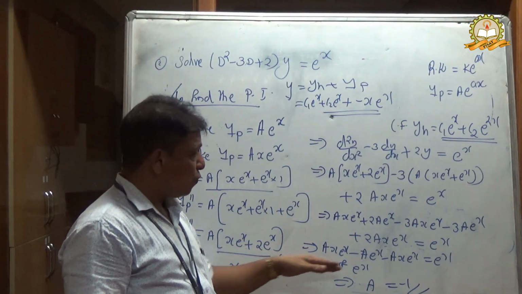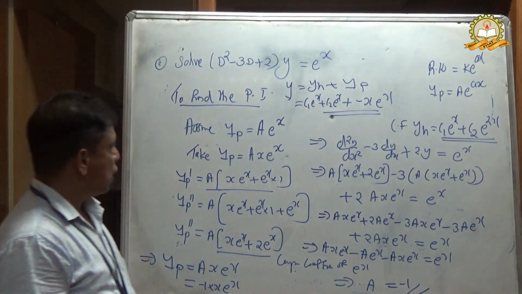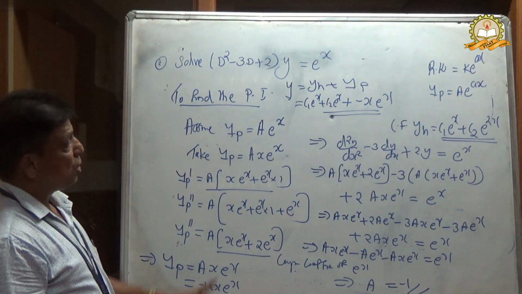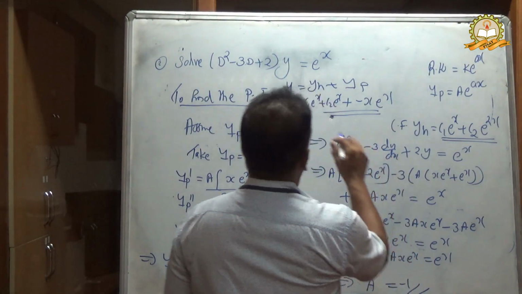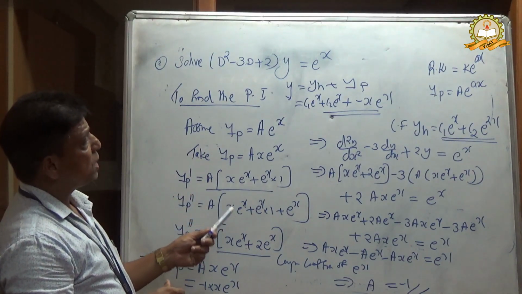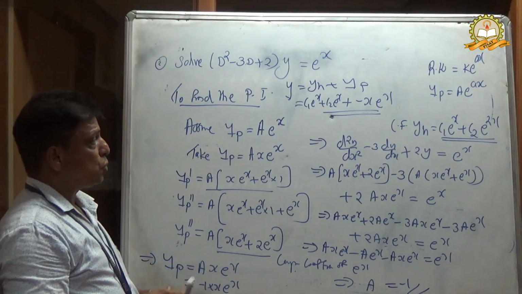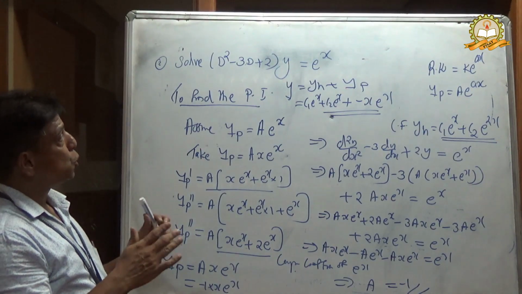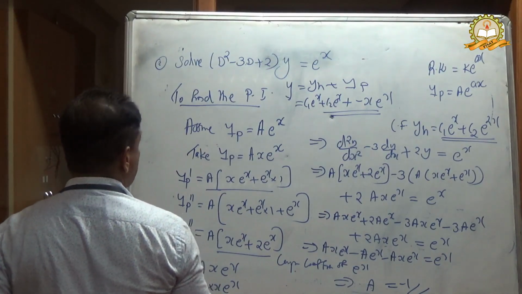Comparing the coefficients of e raised to x on the left hand side and right hand side, a equal to minus 1. Therefore, our yp will be minus 1 into x into e raised to x. Therefore, our final solution will be y is equal to y of h plus y of p, that is c1 into e raised to x plus c2 into e raised to x minus x into e raised to x. This is the final solution of the given problem. This is the procedure to find the general solution of a second order ordinary differential equation. Okay, then we can do the next problem.